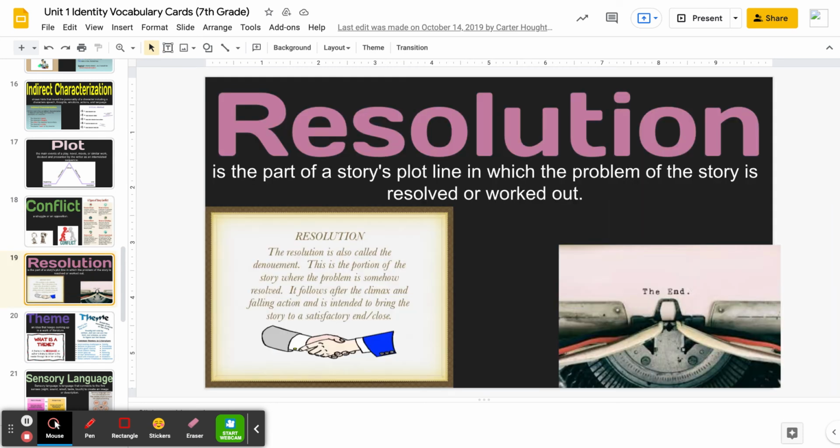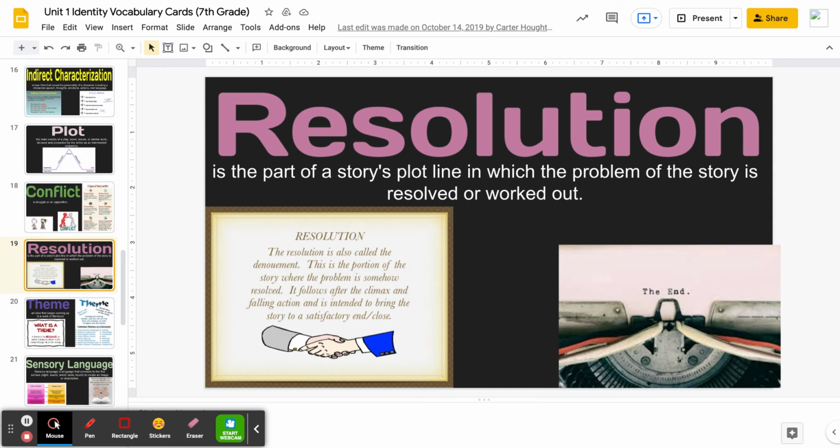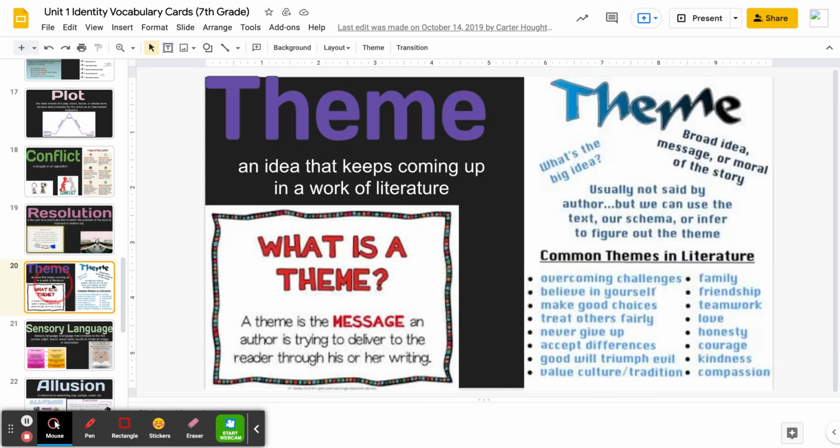The next one is resolution. And as I said in class, this is the ending or the solution to the story. So it's also called the denouement. This is where the problem is somehow resolved or comes to an end or close. So resolution is kind of the end of the story.